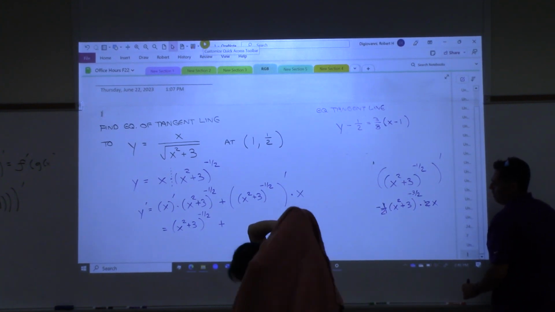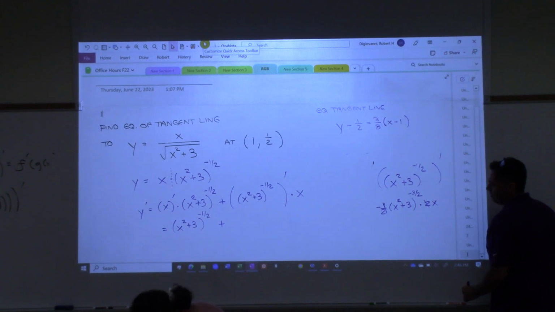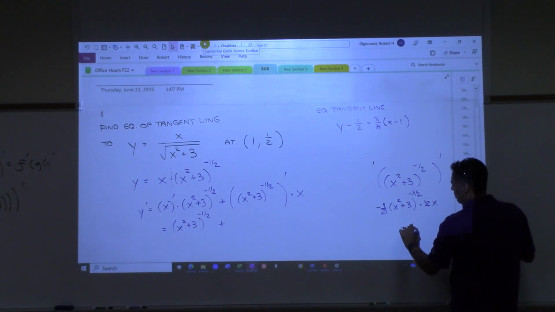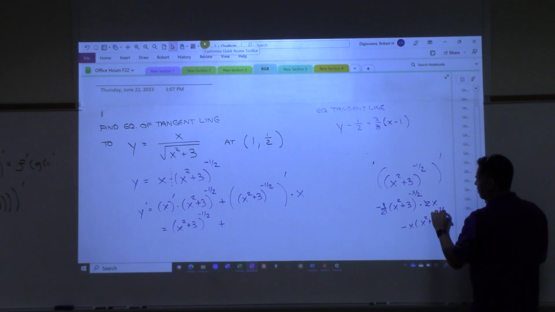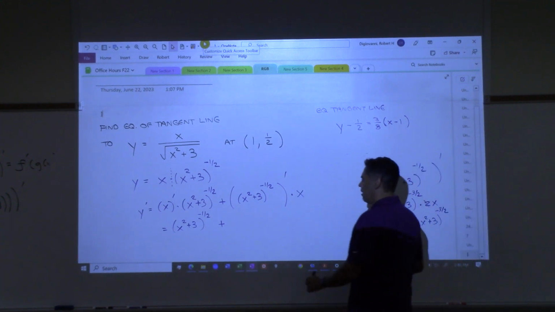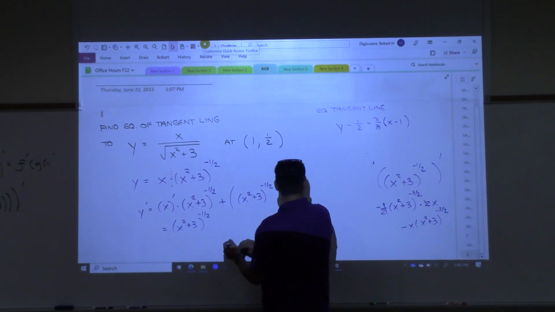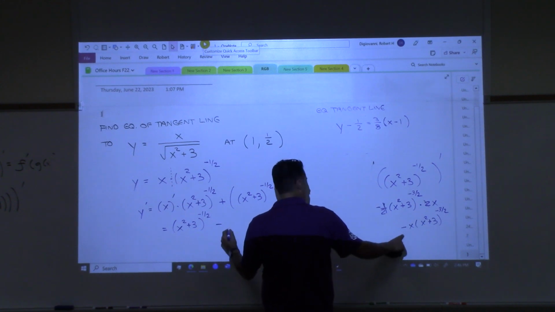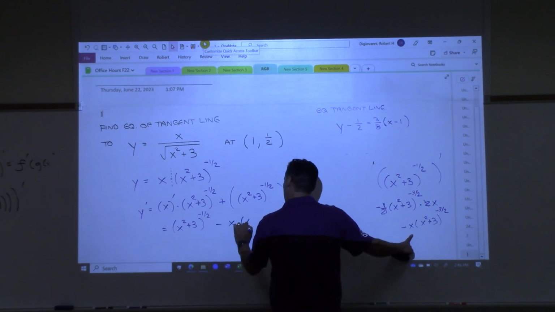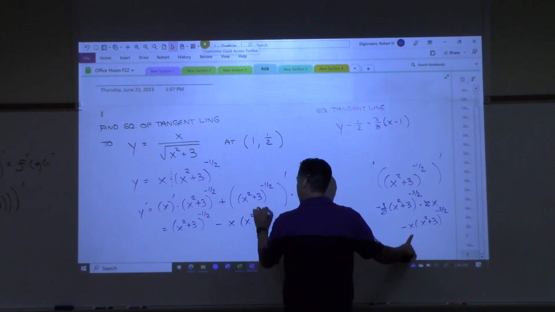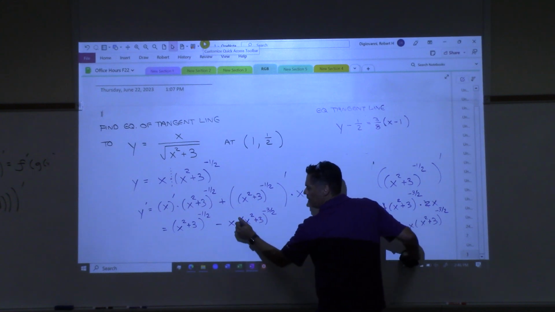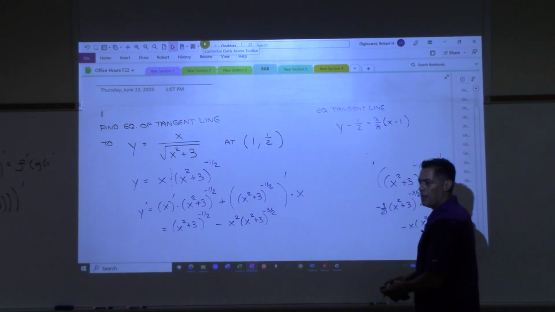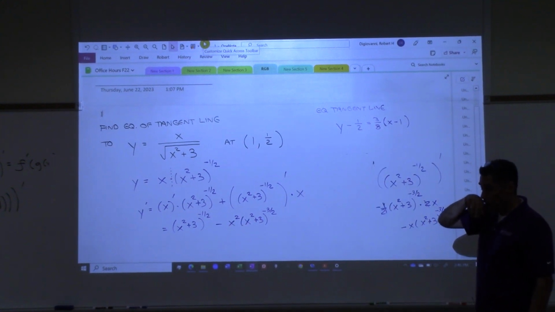All right, these 2's and the half go away. So you wind up with negative x times x squared plus 3 to the negative 3/2. I'm just going to leave it like this, okay? So that's going to go here. Can I change that to a minus now? Minus, and then it's x, and then x squared plus 3 to the negative 3/2, times another x. So I'm going to just move that out front and make that x squared. That's your answer.